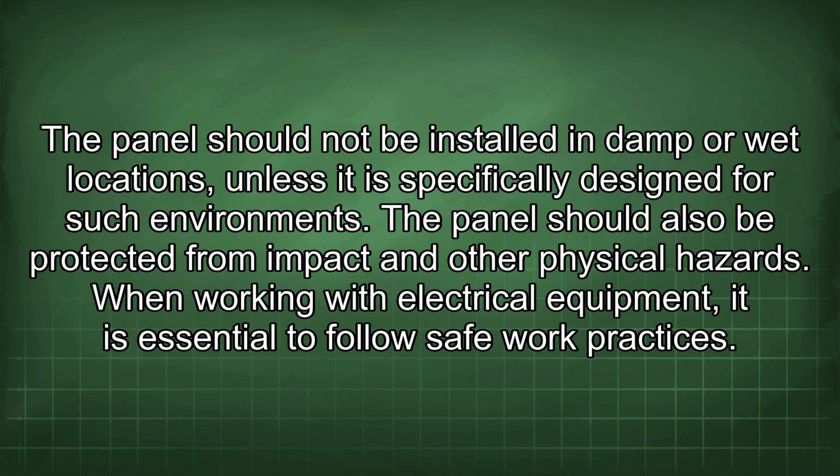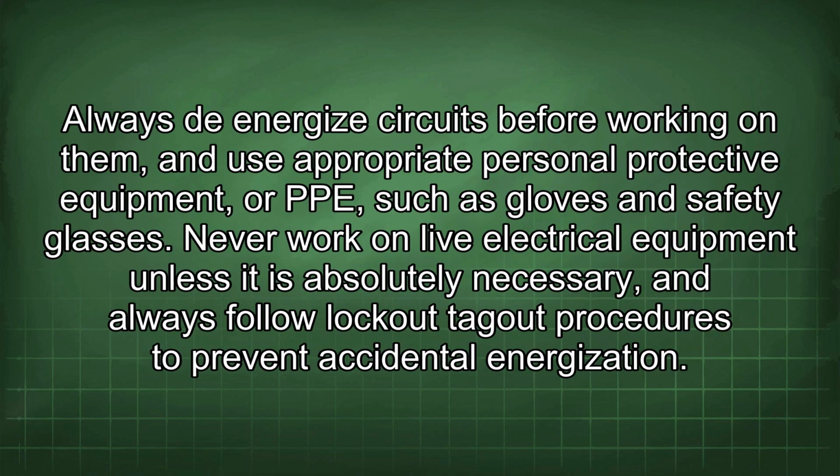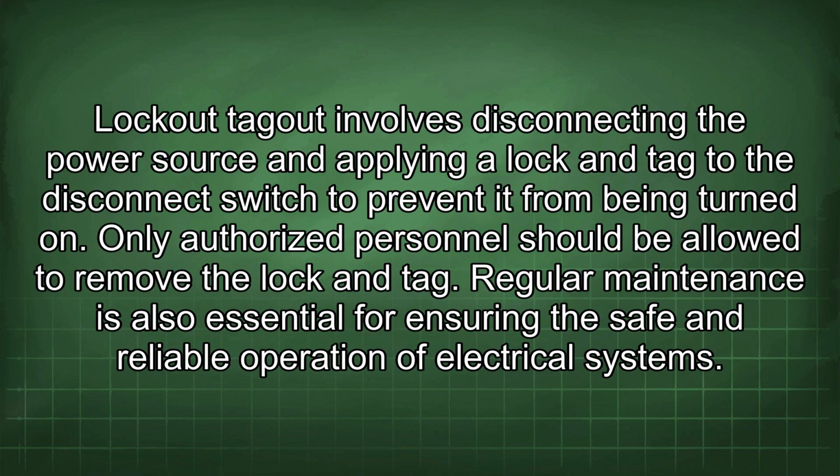When working with electrical equipment, it is essential to follow safe work practices. Always de-energize circuits before working on them and use appropriate personal protective equipment, or PPE, such as gloves and safety glasses. Never work on live electrical equipment unless it is absolutely necessary, and always follow lockout-tagout procedures to prevent accidental energization. Lockout-tagout involves disconnecting the power source and applying a lock and tag to the disconnect switch to prevent it from being turned on. Only authorized personnel should be allowed to remove the lock and tag.